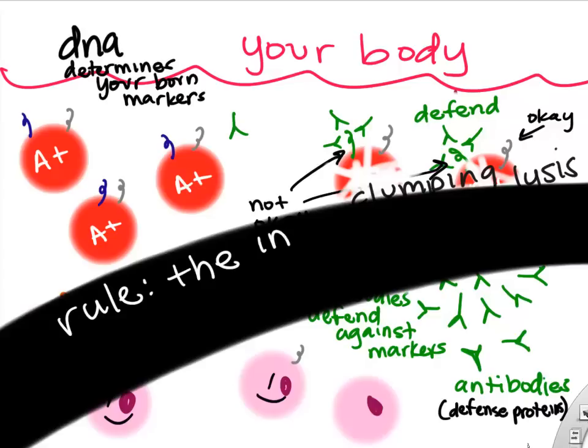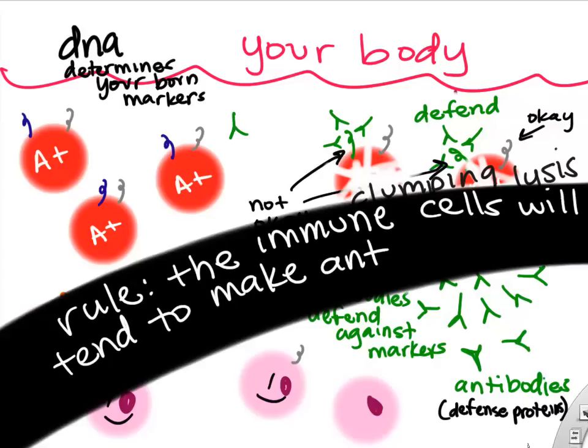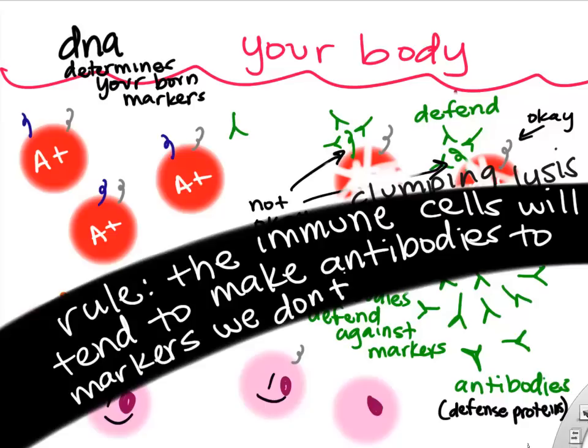So one of the rules to remember is that your immune cells will tend to make antibodies, defense proteins, against the markers that you're not born with. Basically the markers that you don't have.